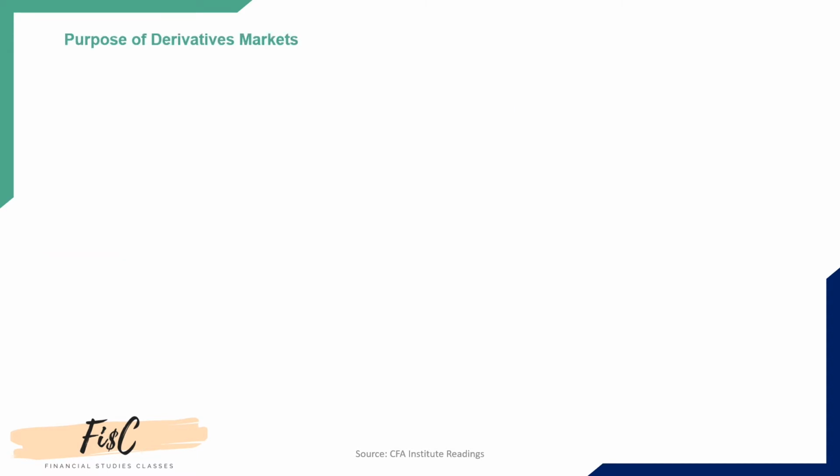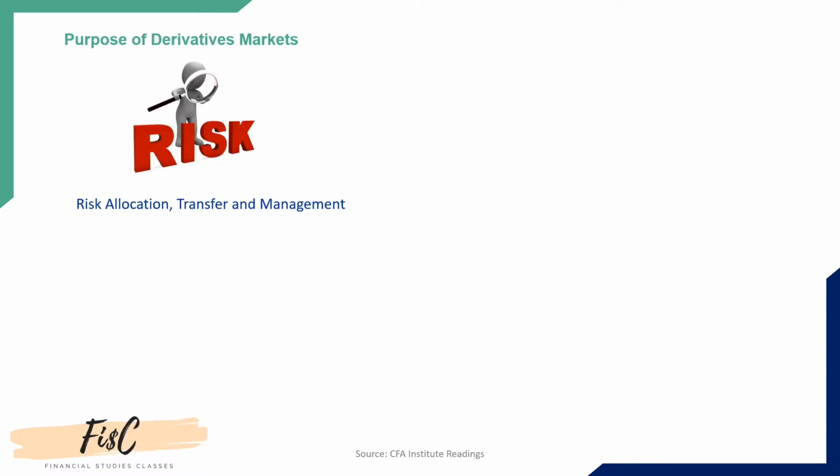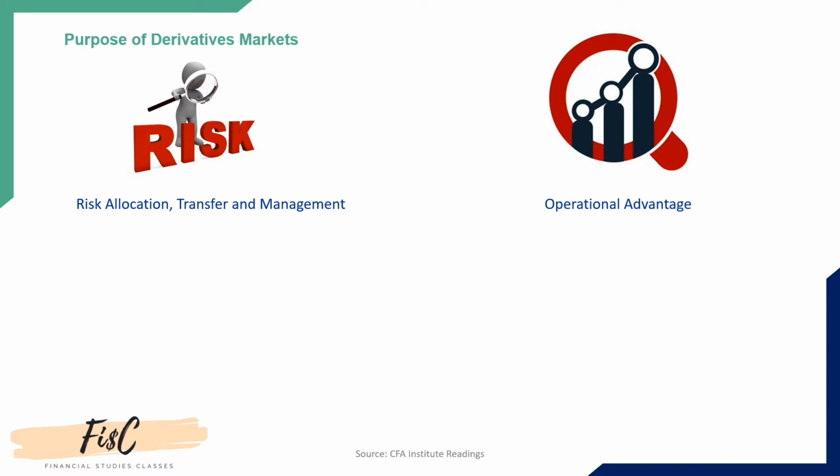So first, what is the purpose of derivative markets? The first purpose is risk allocation, transfer and management. If you have seen the last videos, risk management is the basic purpose of futures, options or swaps, where we fix the price of the future so that we don't have any downside risk. Second purpose is operational advantage.